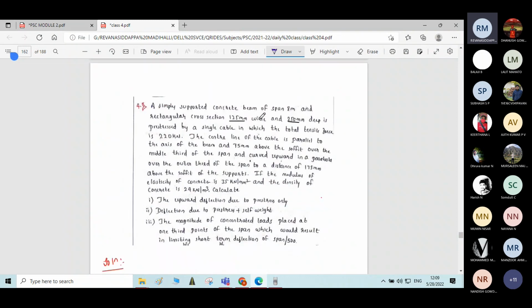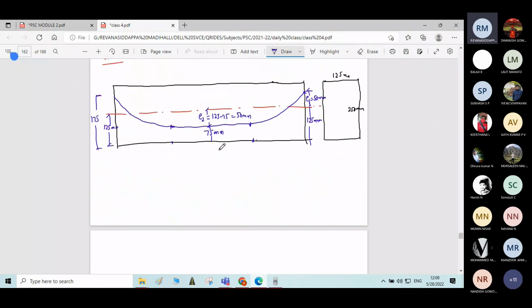What about the length of the beam? The length of the beam is given as 8 meter. Let me mention here: the length of the beam is 8 meter, nothing but 8000 mm.